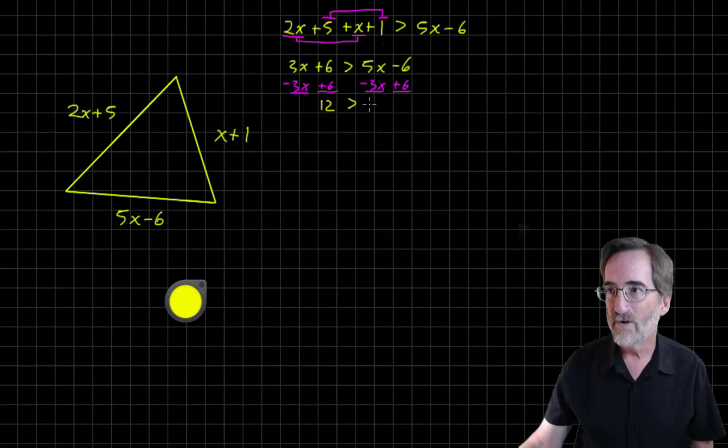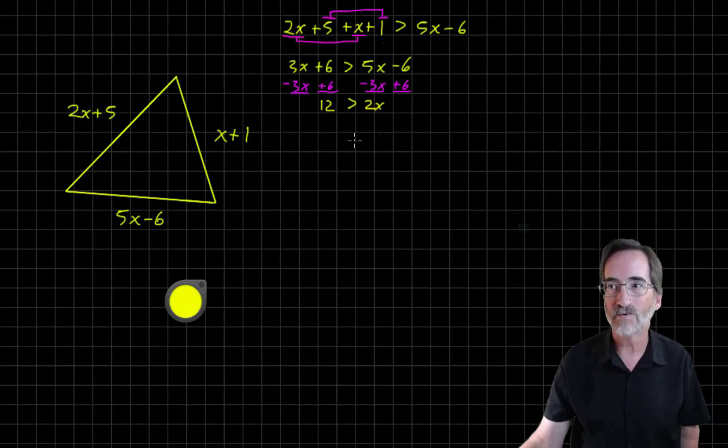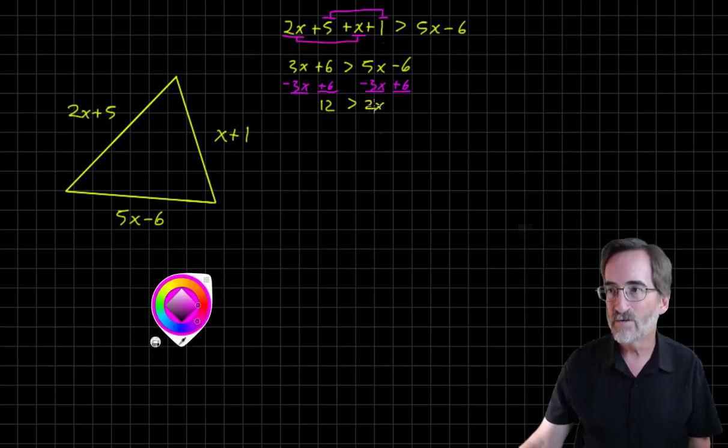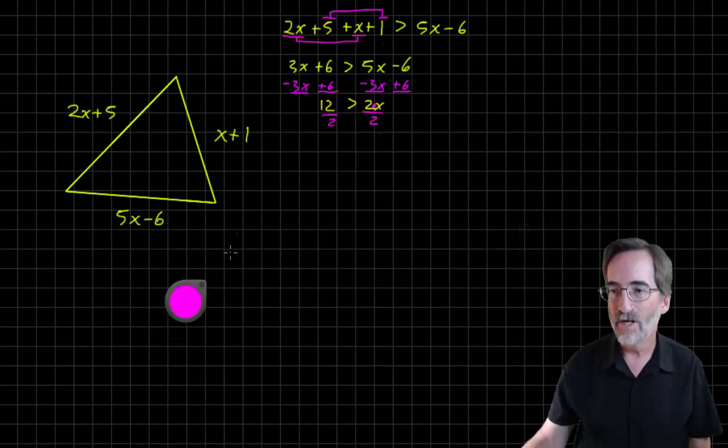We get 5x minus 3x, which is 2x. And we get negative 6 plus 6, which is 0. So we just eliminated the extra x's and the extra constants. Now we want to divide, because the opposite of multiply 2x is divide 2x. I'm going to divide both sides by 2. Anything you do to one side, you do to the other.